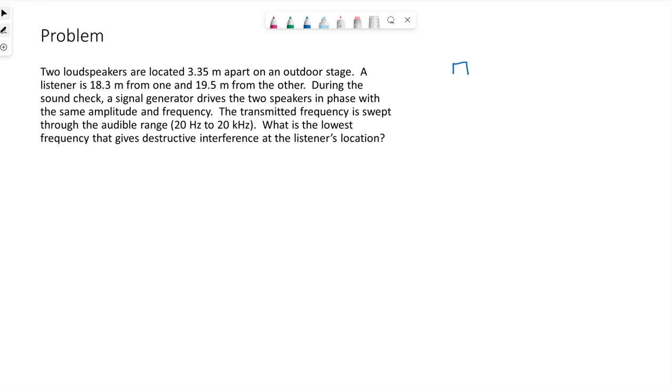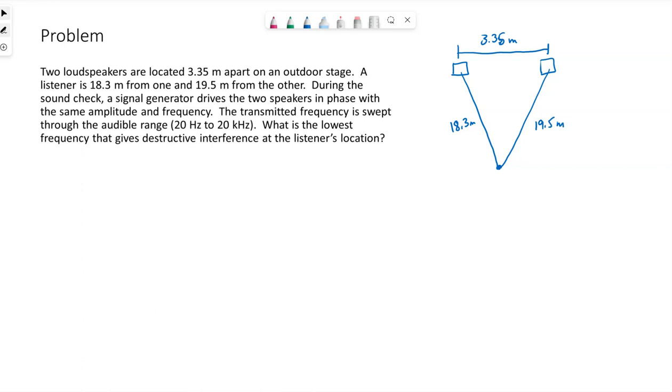All right, so we have a speaker and a speaker. They are a distance of 3.35 meters apart. There's someone out here that is 18.3 meters away from one speaker and 19.5 meters away from another speaker.